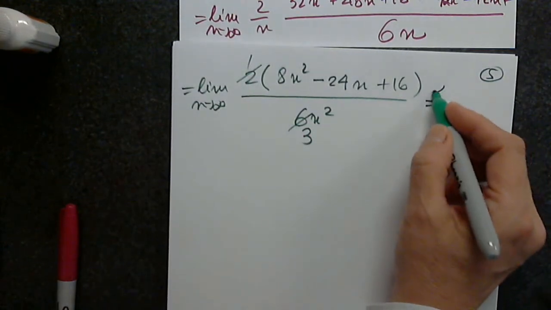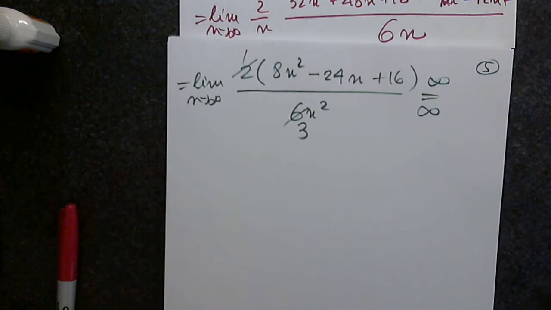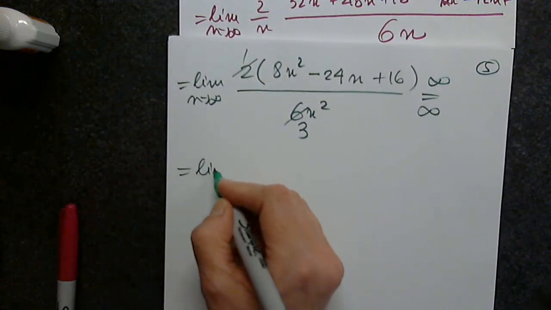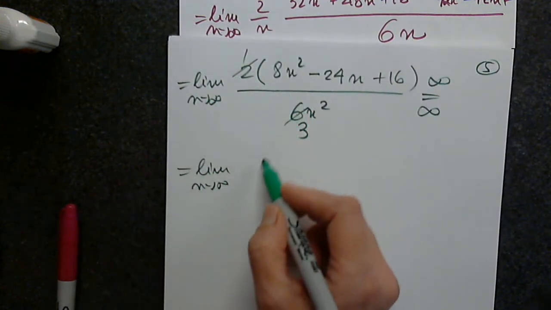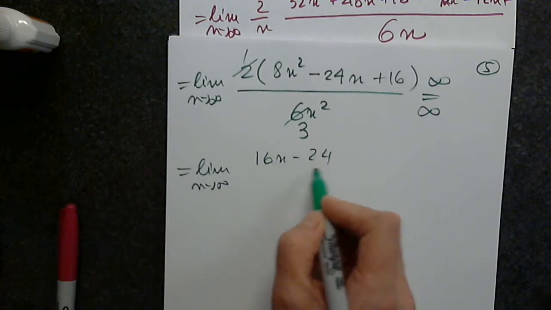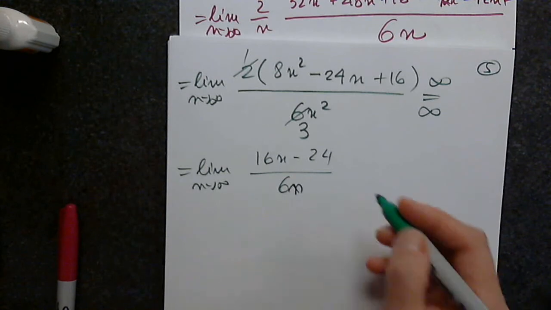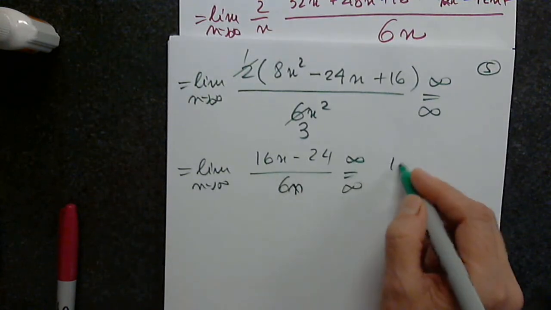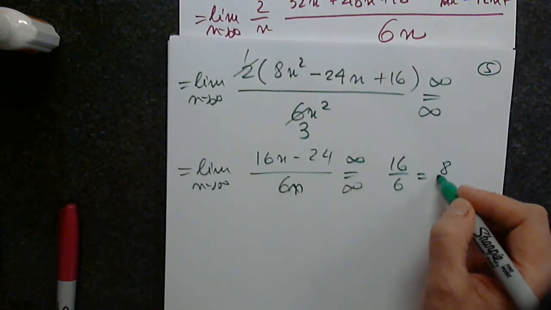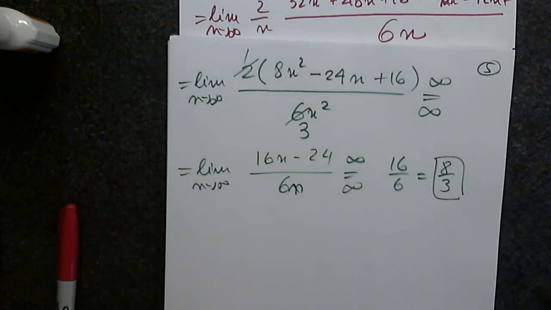Let's say we don't see that. It's infinity over infinity. So this is the limit as n approaches infinity of 16n minus 24 divided by 6n. And when you differentiate again, because it's infinity over infinity, you get 16 over 6, or 8 over 3, as expected.